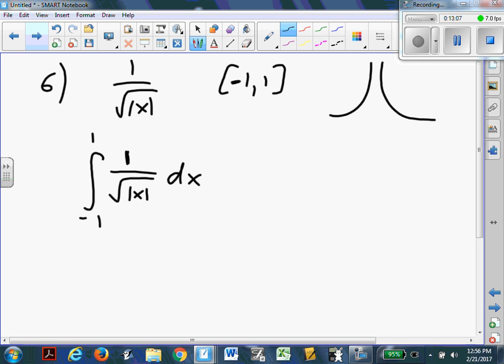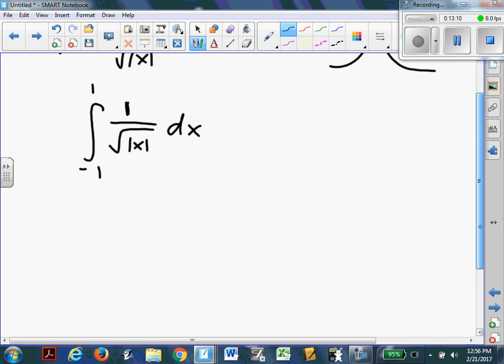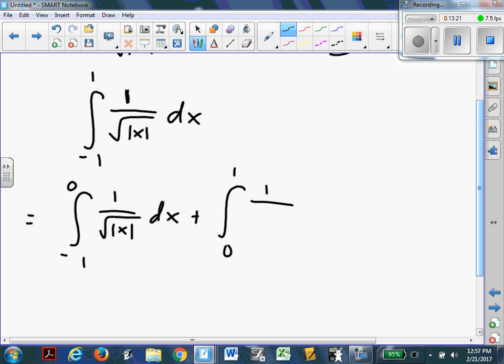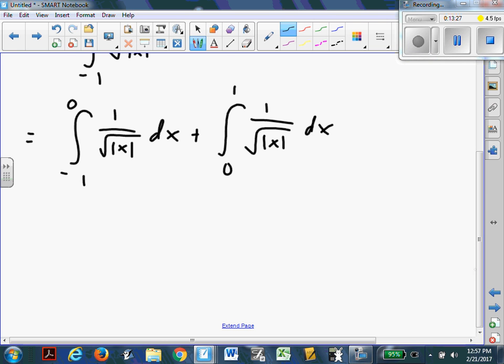Now, the problem is at 0. So what we're going to do is we're going to break up this integral into 2 other integrals about 0. Because the problem is at 0, we need to address that problem directly. We can't just glaze over it. I'll show you how to not do this problem in a second. But this is the correct way. And now, from negative 1 to 0, I never actually get to 0 because the function there is unbounded.